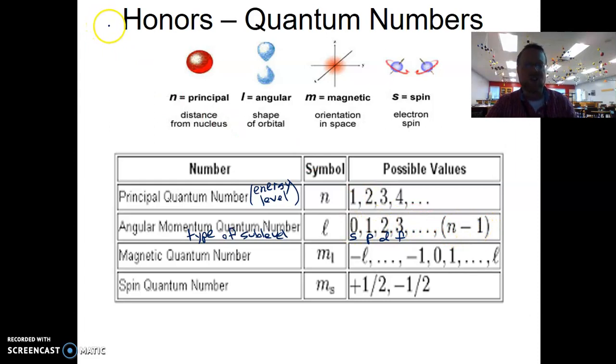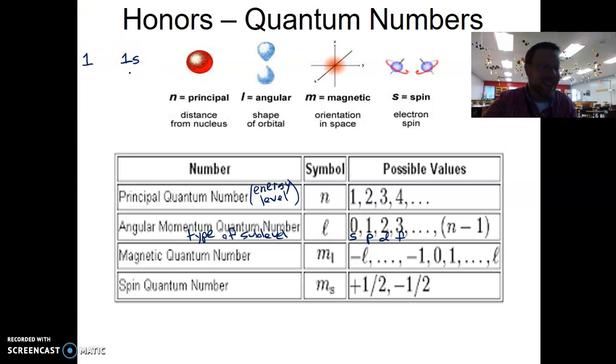The reason for this has to do with what kinds of orbitals exist within each energy level. In the 1st energy level, you have a 1s, and that's it. In the 2nd energy level, you have a 2s and a 2p. In the 3rd energy level, you have a 3s and a 3p and a 3d. As energy levels go up, the number of different kinds of orbitals that you can have increases.